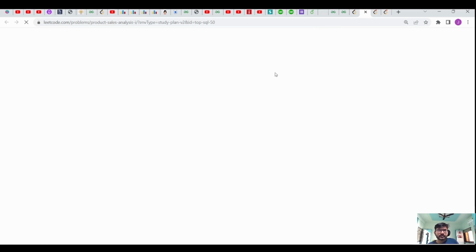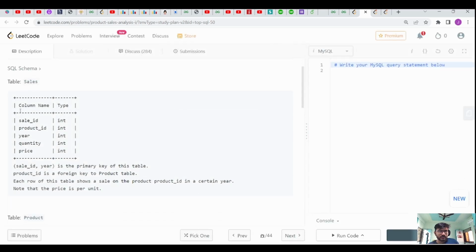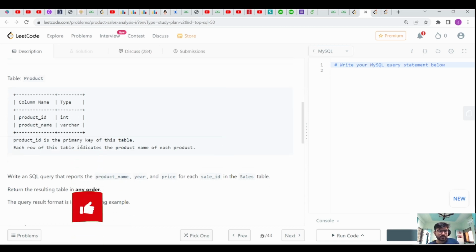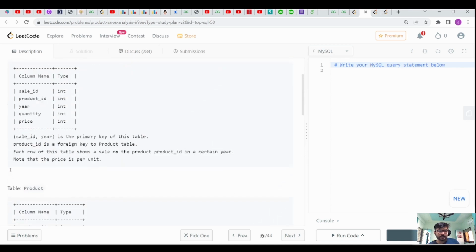Okay, so let's understand the problem, what it says. Here we are given a sales table, which has all of these attributes, and also we are given a product table. Okay, and we have product id and product name as attributes. So we need to write an SQL query that reports the product name, year, and price for each sale id in the sales table, right?